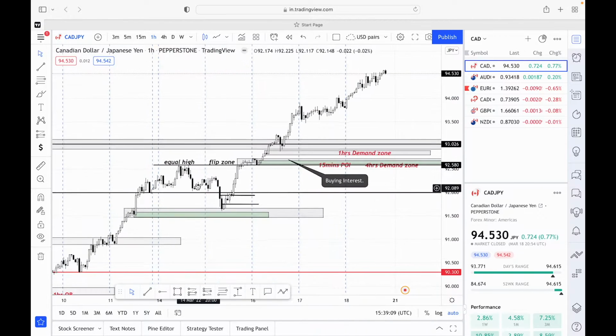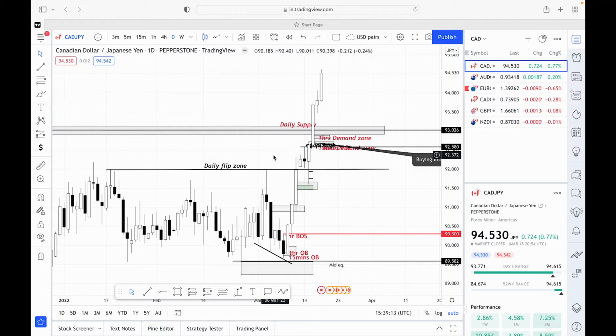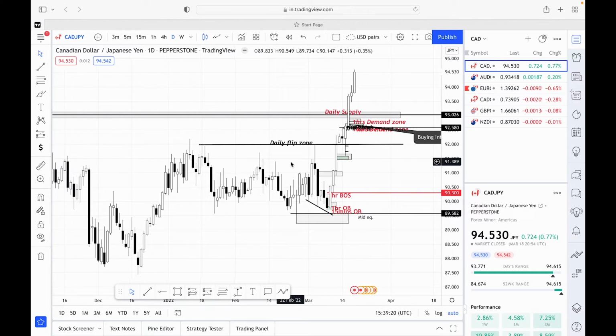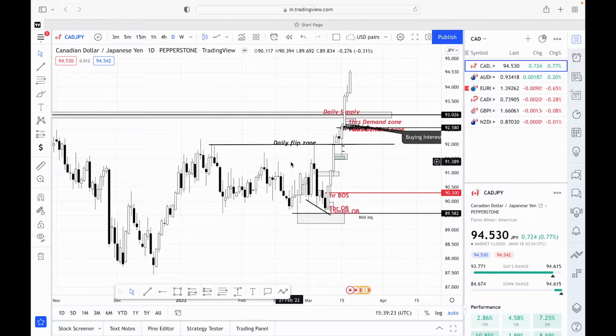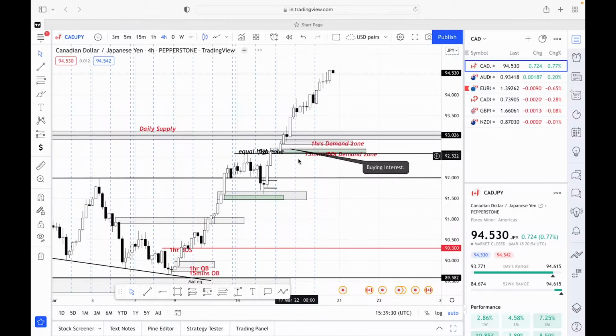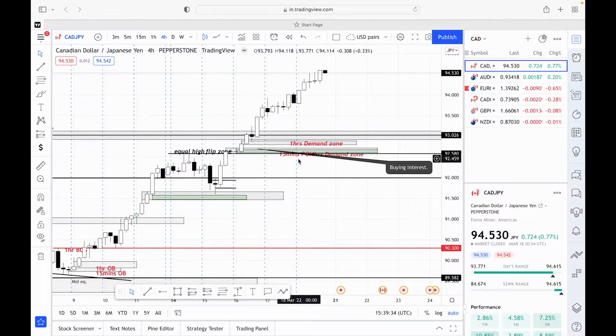Basically, I took this trade for several reasons. If you look at the daily time frame, we're getting close to a lot of things. We took out the daily supply level, or supply zone, and price rose above the 4 hours level. We took away the 4 hours equal high. That's a level of liquidity we are quite interested in.